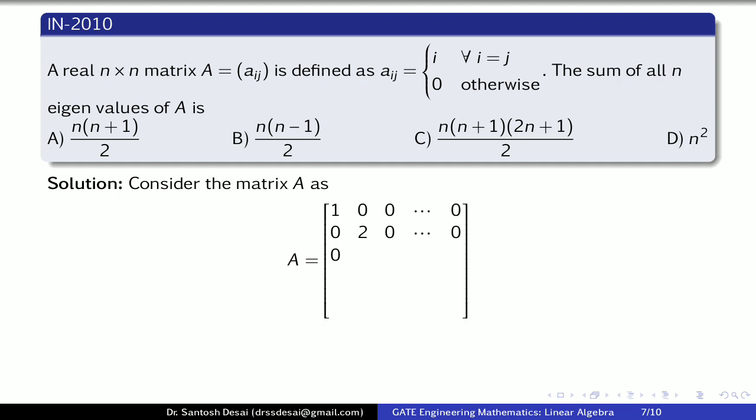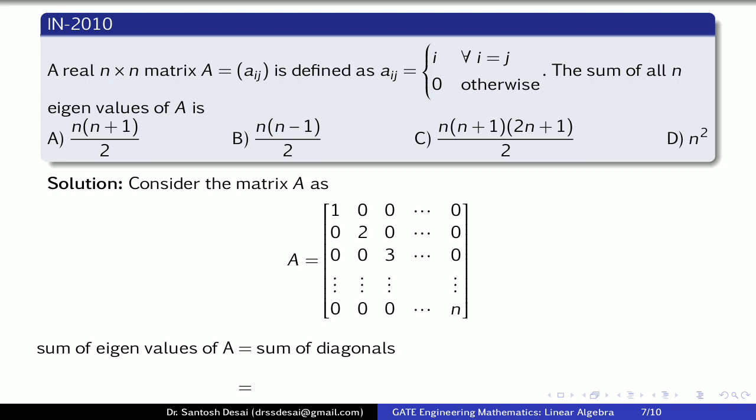Similarly for the third row, 0, 0, 3 and so on. The last row is 0, 0, 0 and the last element is n. Now we know that the sum of all eigenvalues of A is equal to the sum of diagonals. So the sum of eigenvalues of A is equal to the sum of diagonals, which is 1, 2 plus 3 plus and so on up to n. This is the sum of the first n natural numbers and it has a standard formula, that is equal to n into bracket n plus 1 divided by 2.